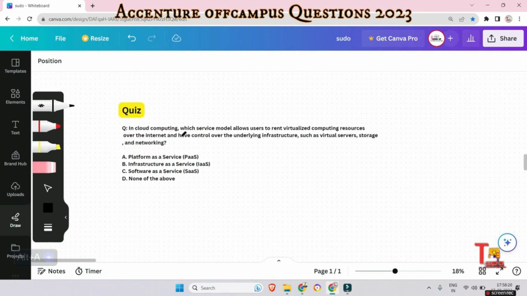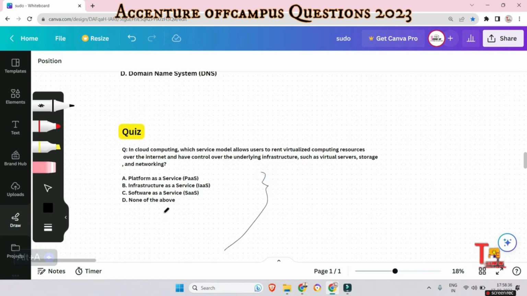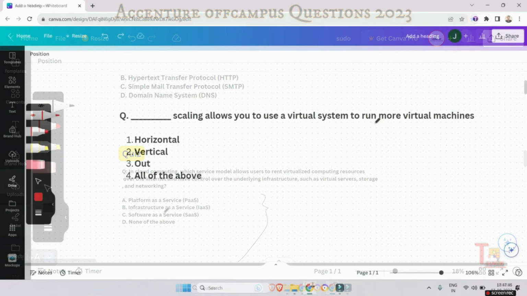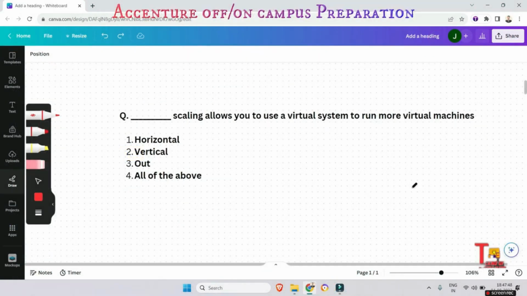And the next question is, in cloud computing, which service model allows users to rent virtualized computing resources over the internet and have control over the underlying infrastructure such as virtual servers, storage, and networking? What will be the answer among these options? So I hope you will answer. Dash scaling allows you to use virtual systems to run more virtual machines: horizontal, vertical, out, all of the above. What is the correct answer?